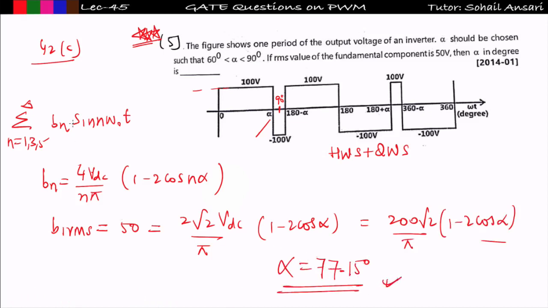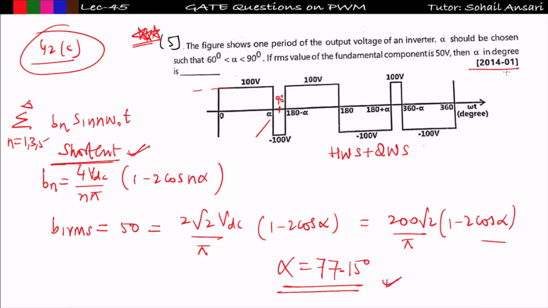Now if you have not gone through my lecture number 42b and 42c, then you will integrate from 0 to alpha, again alpha to 180 minus alpha, and 180 minus alpha to 180, and so on. So it will be a very bulky calculation. So apply the shortcut that I gave you in lecture number 42b. You can apply this shortcut and within a fraction of a second you can get the value of alpha.